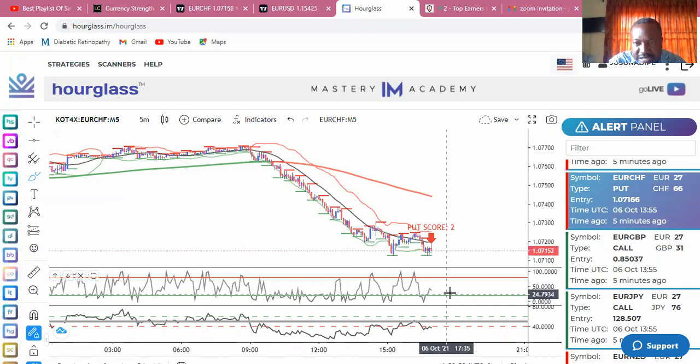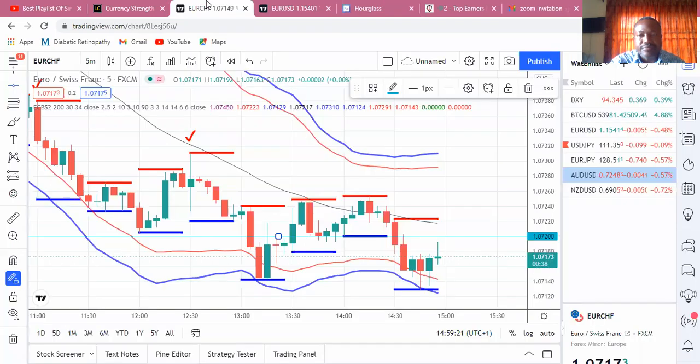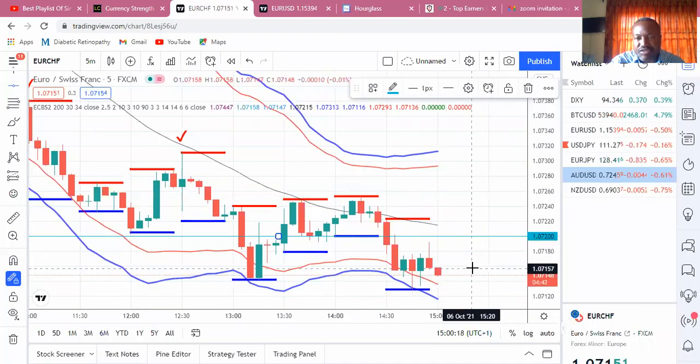All you want with this kind of setup is for stochastic to get up here. RSI is also at the red. So you want stochastic to get to the red. I'm telling you, that would be a very good setup. And you see, it's already taking its retreats.